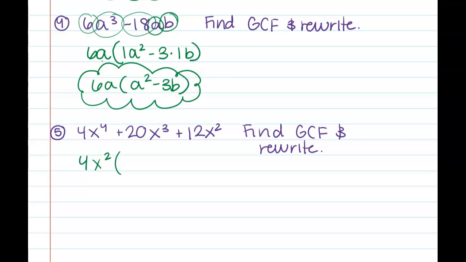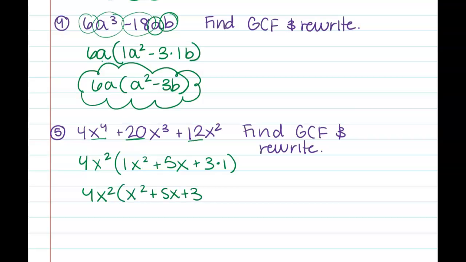So 4x squared. And then we have 4 times what equals 4? That's just a 1. X squared times what equals x to the 4th? That's x squared. 4 times what equals 20? That's a 5. X squared times what equals x cubed? That's an x. And 4 times what equals 12? That's a 3. X squared times what equals x squared? That's a 1. So we have 4x squared times x squared plus 5x plus 3.